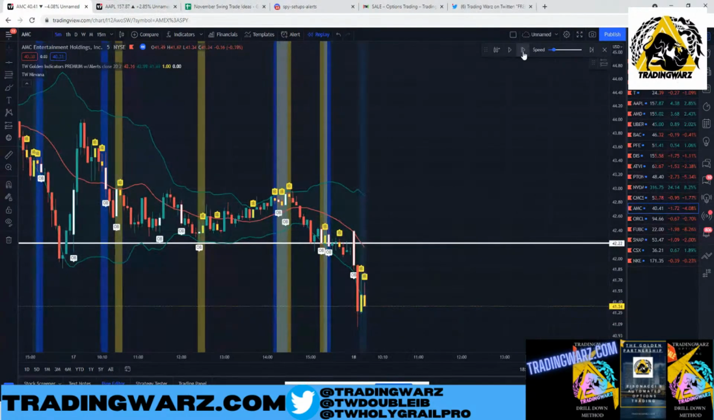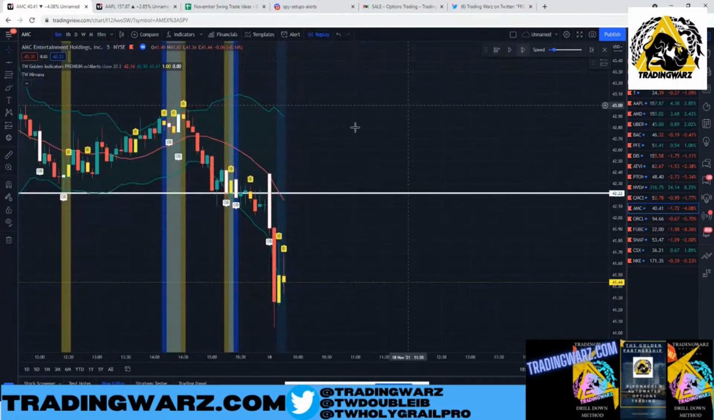Then we have great follow through right off the bat. Then we have this double inside bar. If you miss the trigger, and the ORB was also in place, if you miss the ORB, you can grab this double inside bar, guys.